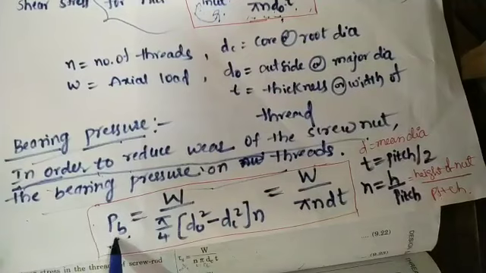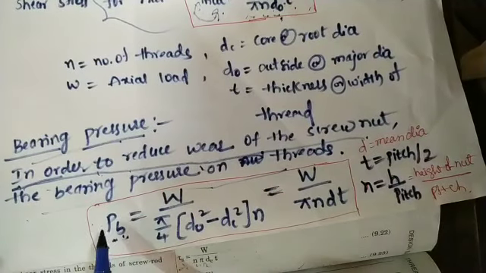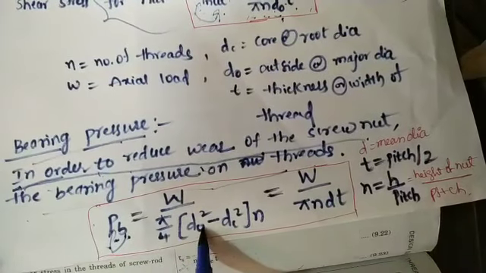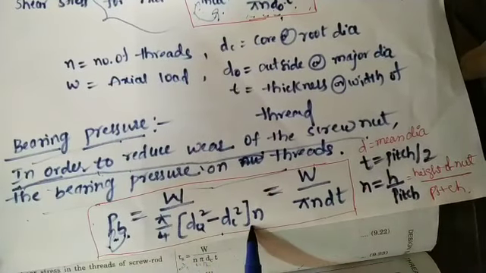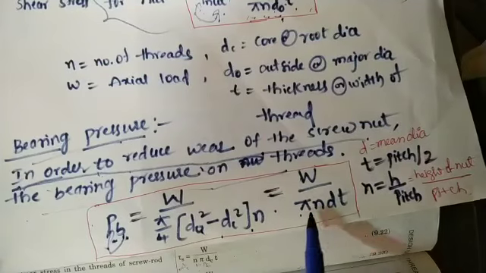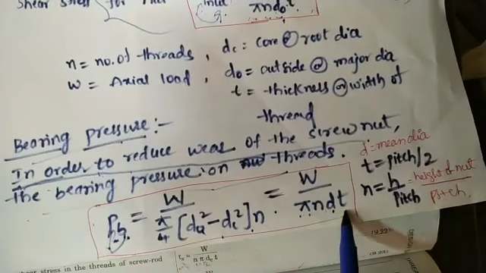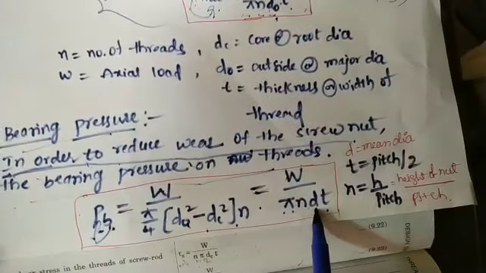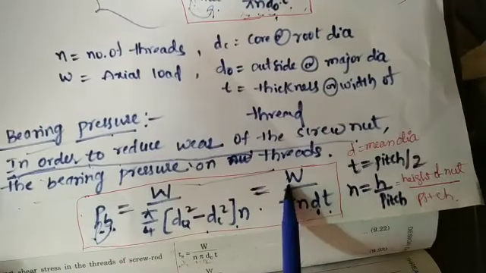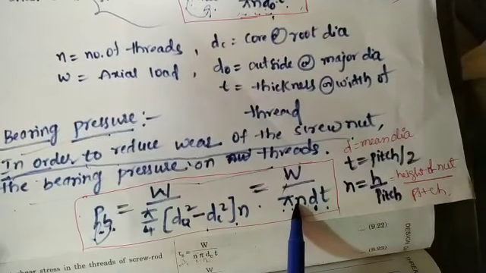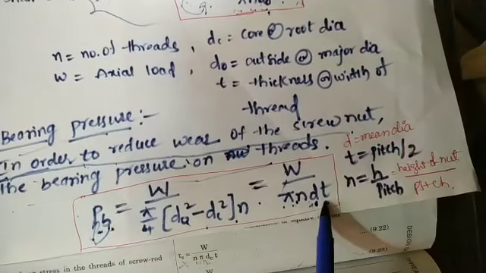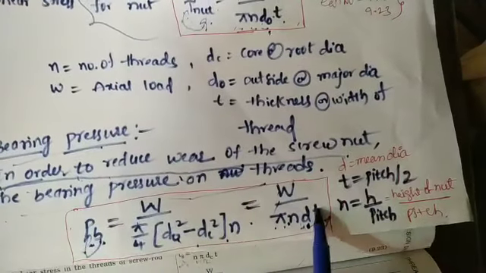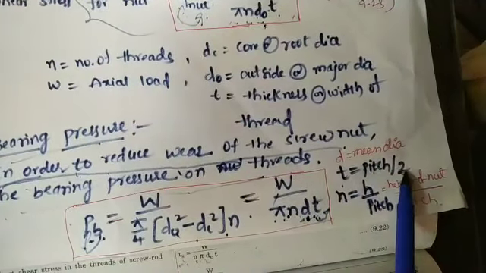Then Pb, that means bearing pressure, equals W by pi by 4 into D naught square minus Dc square into n, or W by pi into d into t into n. Here t means thickness, d means nominal or mean diameter, and n means number of threads. How can you find the t value? We know the formula: t equals pitch by 2.